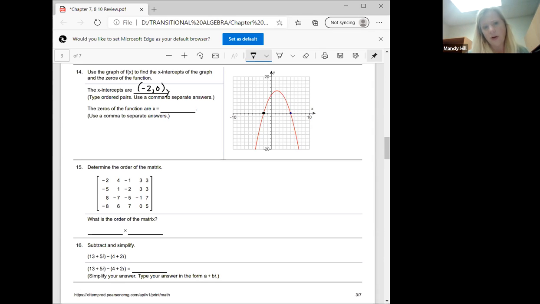Then it's asking you to separate by a comma. This one, we go over 5 and we don't go up or down, so it's just 5, 0. So those are your x-intercepts. They should be listed as ordered pairs. That's going to be important. Don't just put 2 and negative 2 and 5, because you're supposed to do that when it asks for the zeros of the function. Okay. And then these don't matter. I mean, you could switch these. They don't have to be one in front of the other. Doesn't matter which one comes first. Okay.